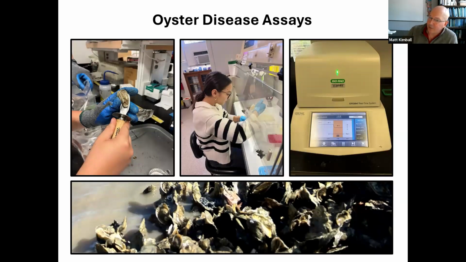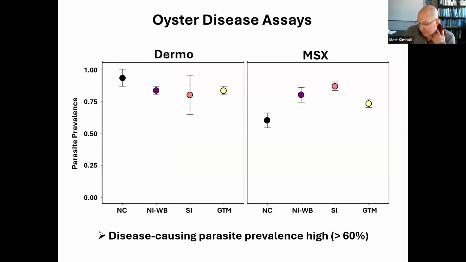Another developing method was oyster disease assays. We collected 20 oysters from each reef, did DNA extractions from tissue, and then did qPCR to quantify the presence of dermo and MSX, which are parasites that can have big impacts on mortality of oysters in this area. There was a high prevalence of both dermo and MSX at all reefs, at all the sites, at all the reserves. This is similar to other studies in the region, so it is not necessarily surprising.